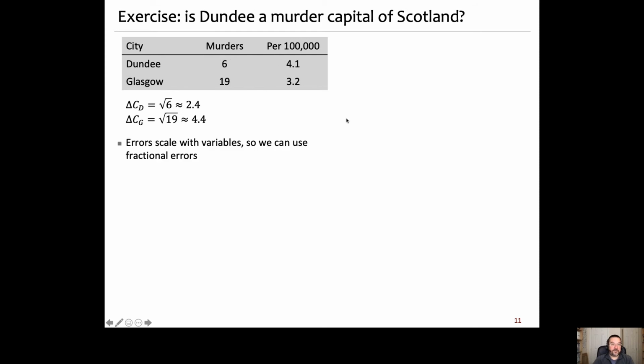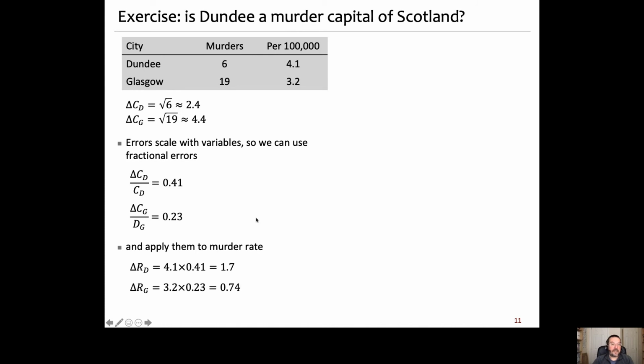Let us calculate these fractional errors. It's very simple. I take the error and divide it by the number. This is for Dundee. So the fractional error on the Dundee number count is 41%. It's quite high. It's a very uncertain number. And in the case of Glasgow, it's about 23%. And now we can apply them to the murder rate and multiply the rate by the fractional error, by this 41% and 23% here. And we get these errors of the rate.